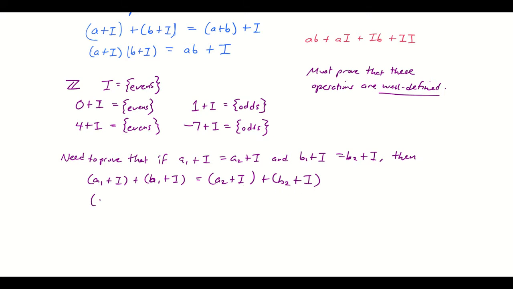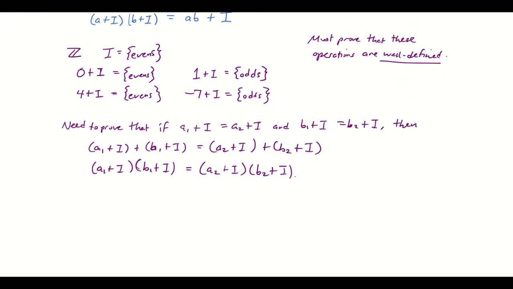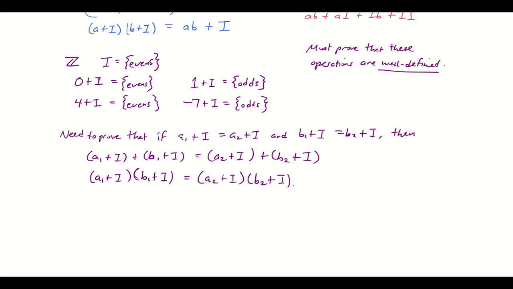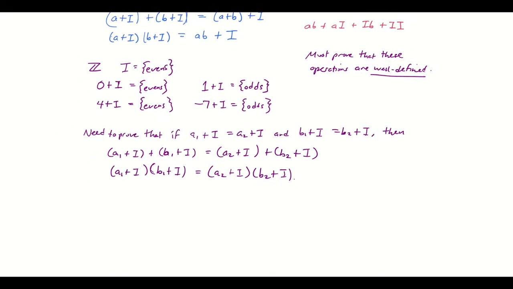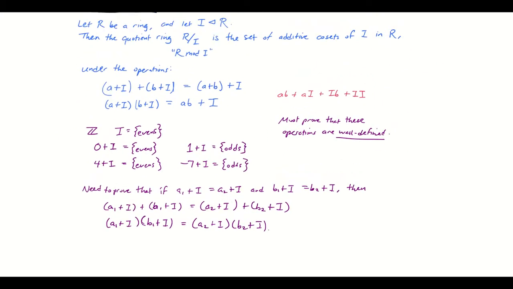And also I will need to prove that a1 plus I times b1 plus I is the same as a2 plus I times b2 plus I. Alright, so here's the proof. By the way, one thing I'm going to do in this proof is use additive cosets and congruence classes interchangeably, because I've proven in a previous video that those are exactly the same thing.